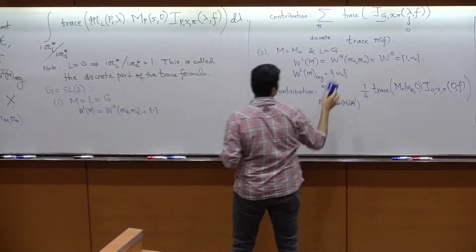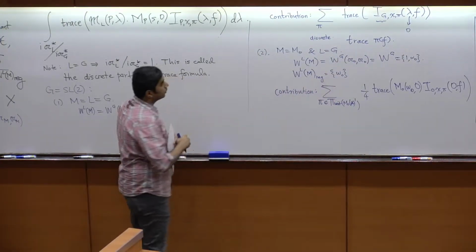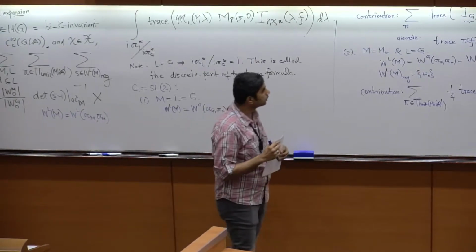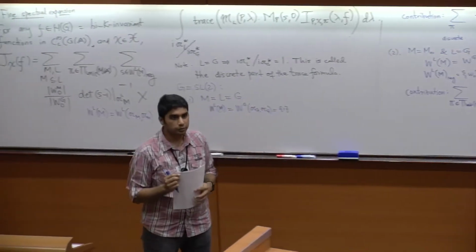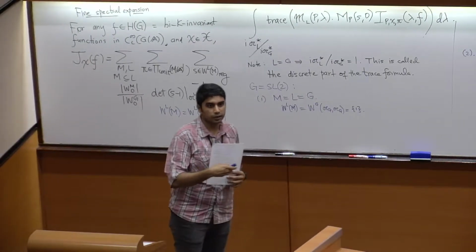Yeah, so trace of, yeah. The non-cuspidal discrete is the trivial representation, because the determinant is 1, so there is no character and so on.